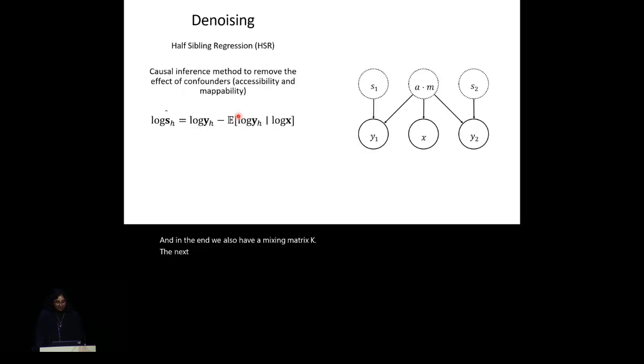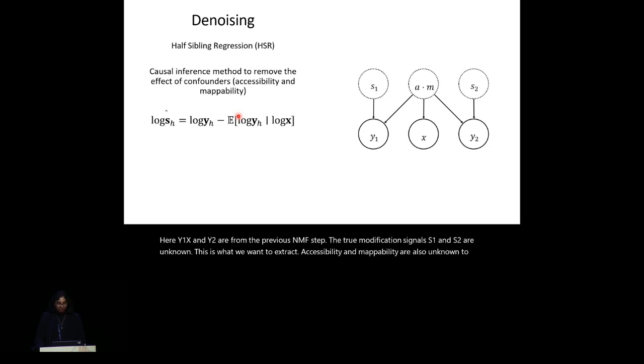The next step is denoising with half-sibling regression. This method is inspired from causal inference to remove the effect of confounders. In our case, the confounders are accessibility and mappability. Here, Y1, X, and Y2 are from the previous NMF step. The true modification signals S1 and S2 are unknown. This is what we want to extract. Accessibility and mappability are also unknown. To estimate the histone modification signal, we subtract the expectation of the modification signal given chromatin bias from the modification signal. And this regression is done in log scale for numerical stability.